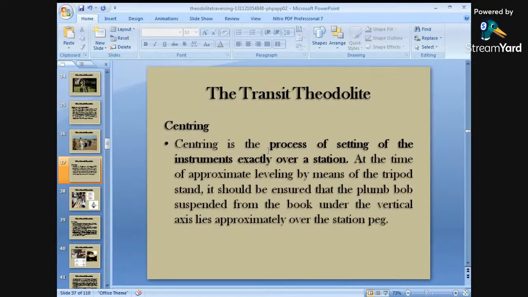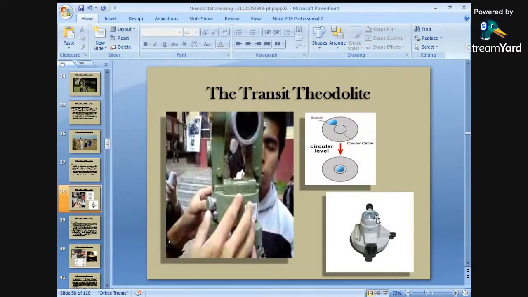Centering is the process of setting up the instrument exactly over a station. At the time of approximate leveling by means of the tripod stand, it should be ensured that the plumb bob suspended from the hook under the vertical axis lies approximately over the station peg. So this is how your centering has been done.